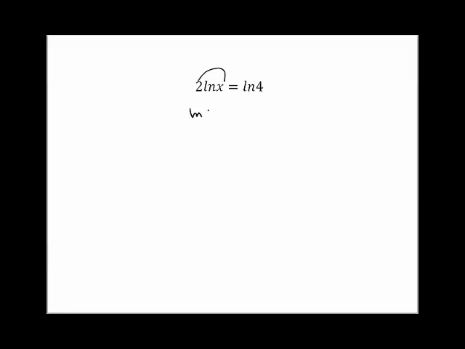So we have the ln of x squared equals the ln, or natural log, of 4. So we can take the ln off, and what we get is x squared equals 4.